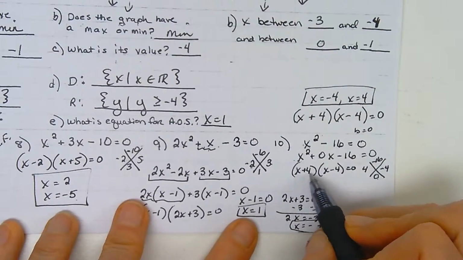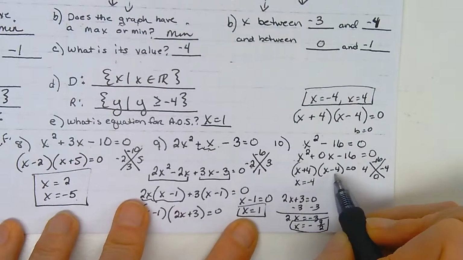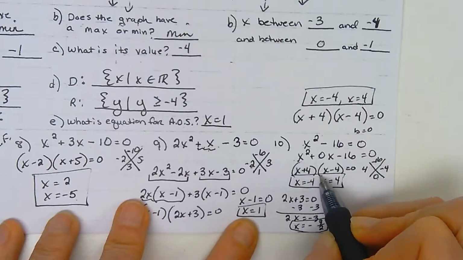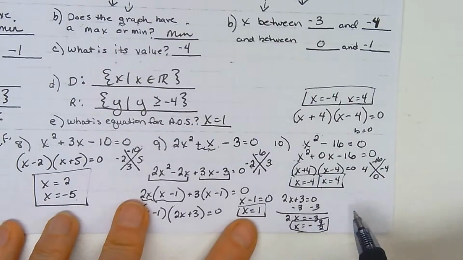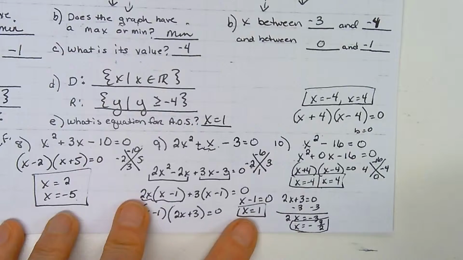And then set each of these equal to 0. x plus 4 equal to 0 means that x equals negative 4. x minus 4 equal to 0 means that x equals positive 4. And there's our solutions, which is what we would expect because we did it the other way already. And I can see that those solutions are matching. Good.